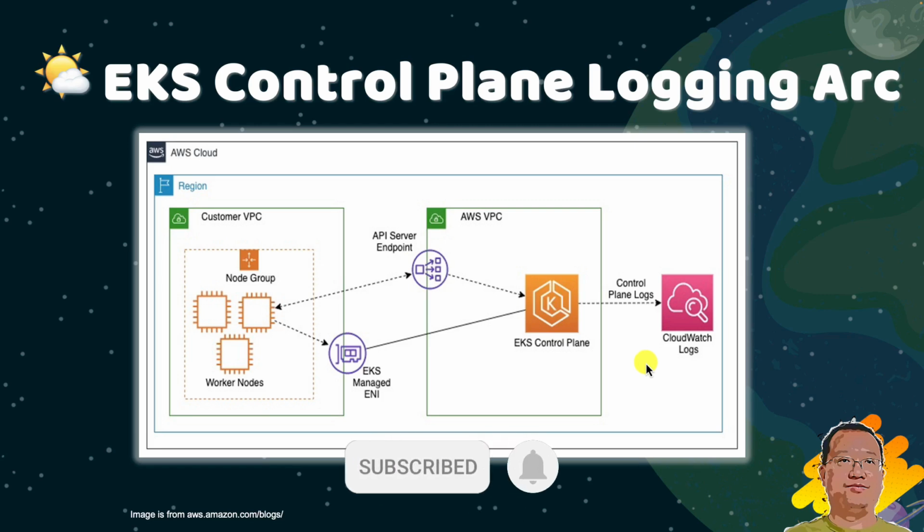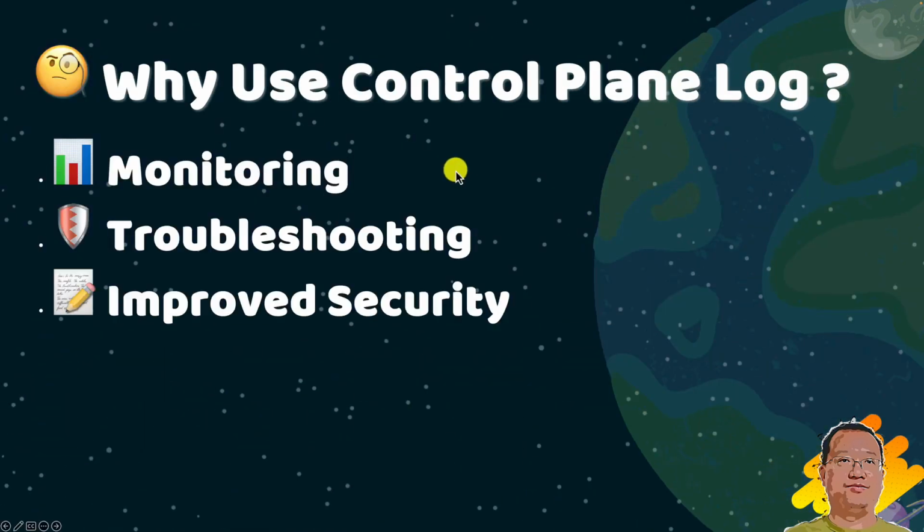As the cluster admin, you can choose which control plane logs you want to see, like API, audit, authenticator, controller manager, scheduler. Let's take a step back and discuss why we should use control plane logging. Control plane logging offers several benefits. See more: get a better view of what happened inside your cluster. Fix problems faster: it's easier to troubleshoot issues when you have detailed logs. Stay secure: improved monitoring helps keep your cluster safe.